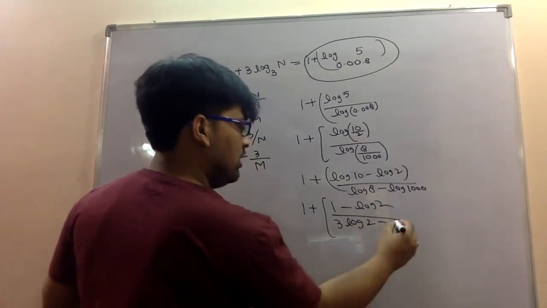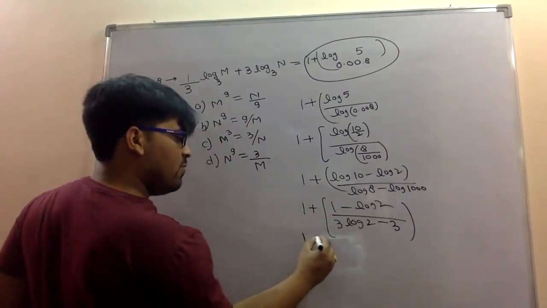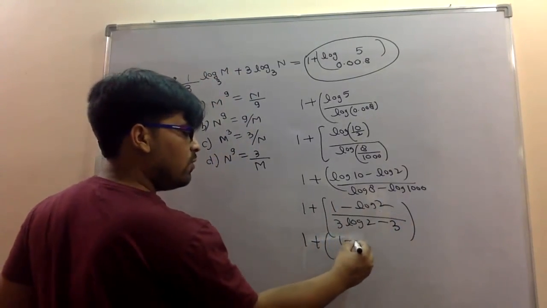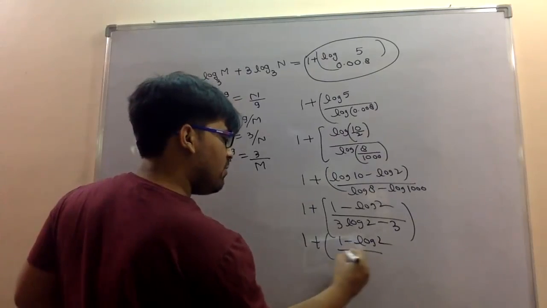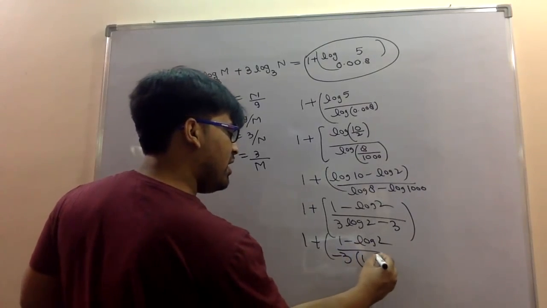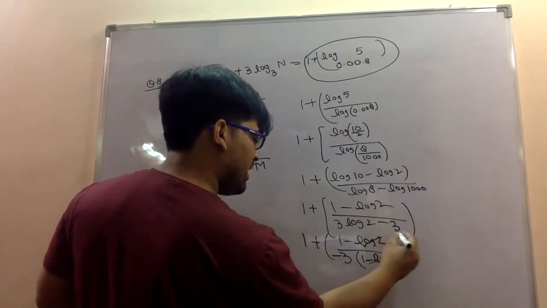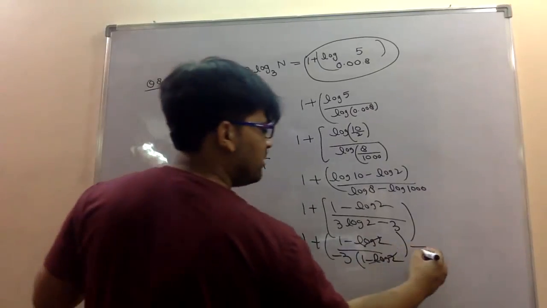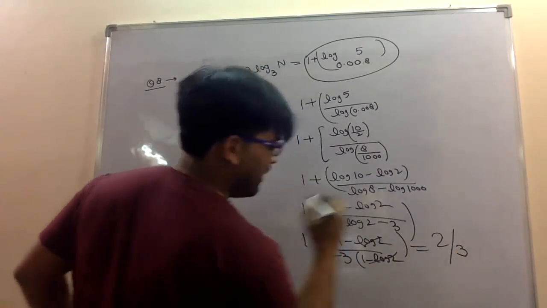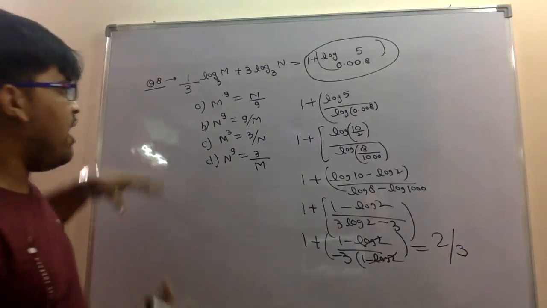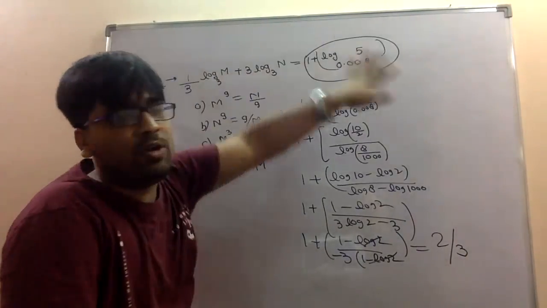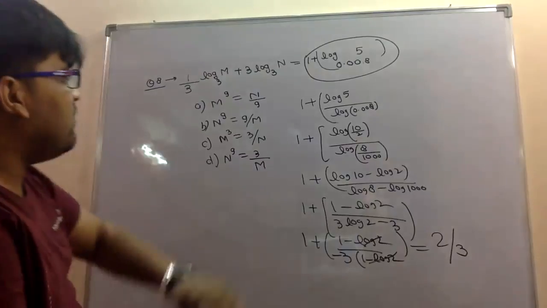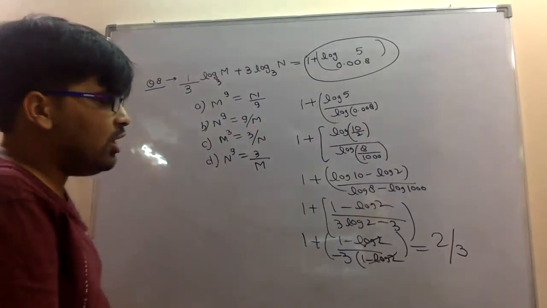So this is 1 plus 1 minus log 2 divided by 3 minus 3 अगर कॉमन है ना, it will be 1 minus log 2. This will be cancelled. So 1 minus 1/3, that is equal to 2/3. So your LHS should also be equal to 2/3. LHS की वैल्यू भी कैसी होनी चाहिए? 2/3 के इक्वल होनी चाहिए.